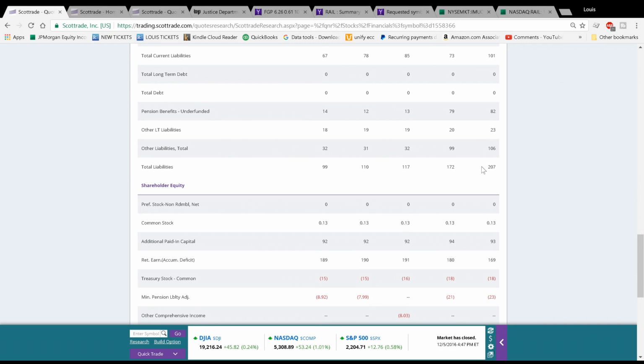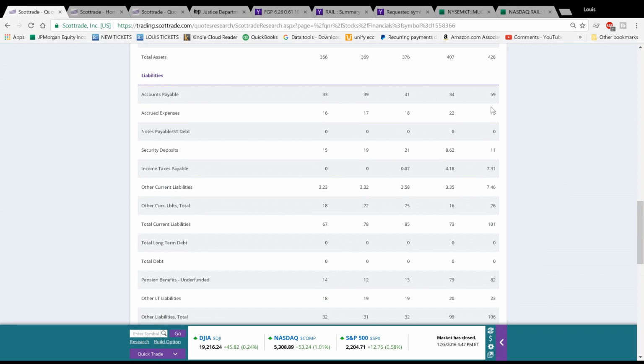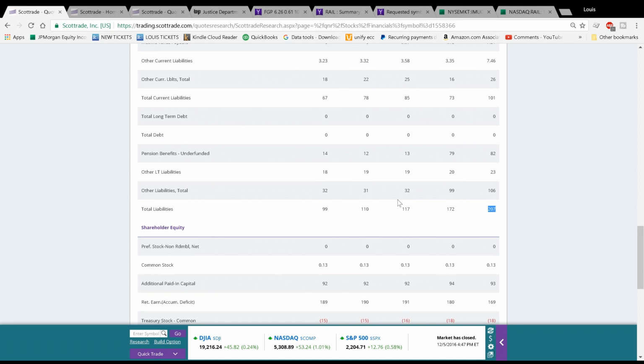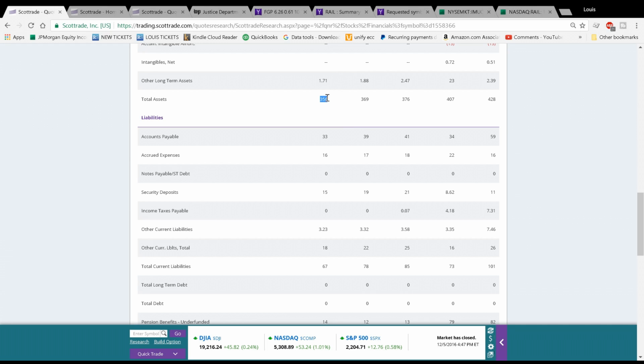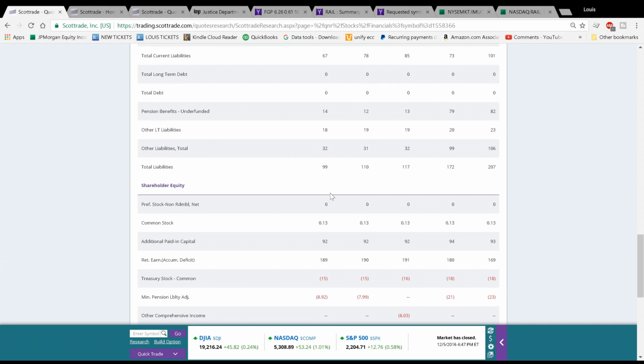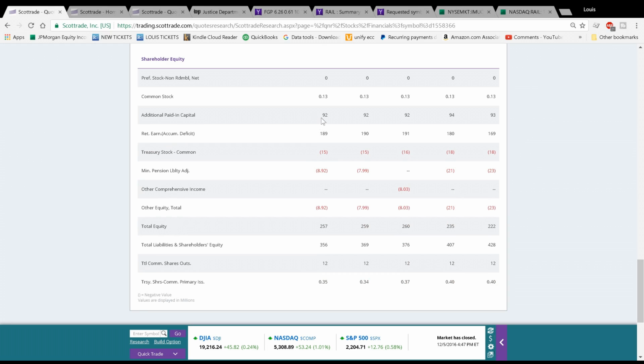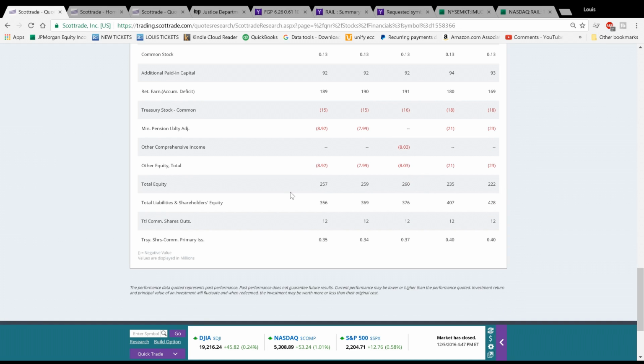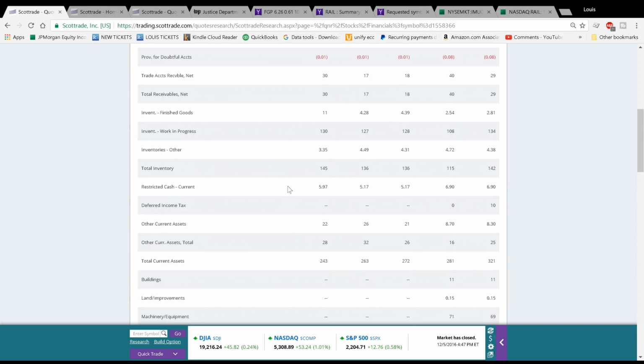The highest liability they've ever had is 207 million. So they usually have twice the assets that they do liabilities. Recently, they have about 3.5 times the assets that they do liabilities. Their equity is standing good over time, and it just seems like a fairly stable company.